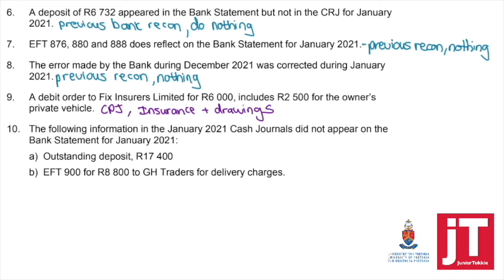Transaction number 10. The following information in the January 2021 cash journals did not appear on the bank statement for January 2021. This means it's not reflecting on the bank statement, but we've recorded it in our books. This means we need to take both to the recon.